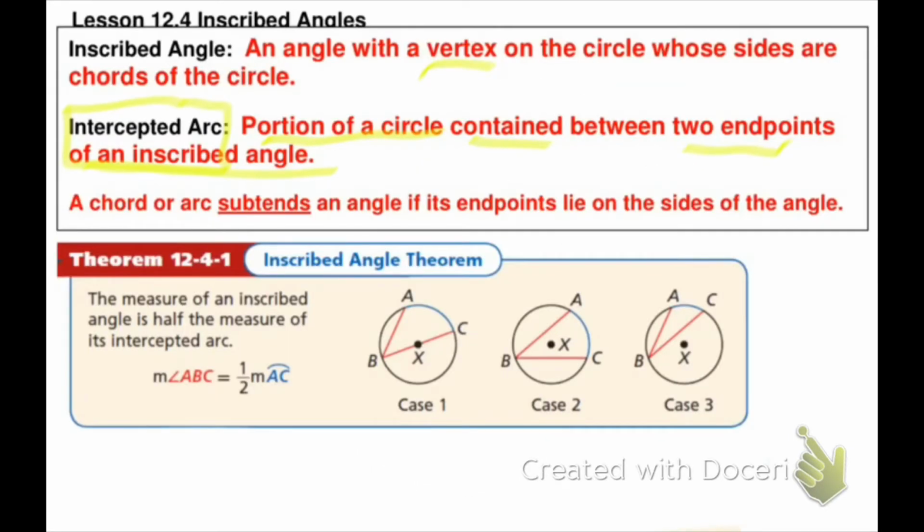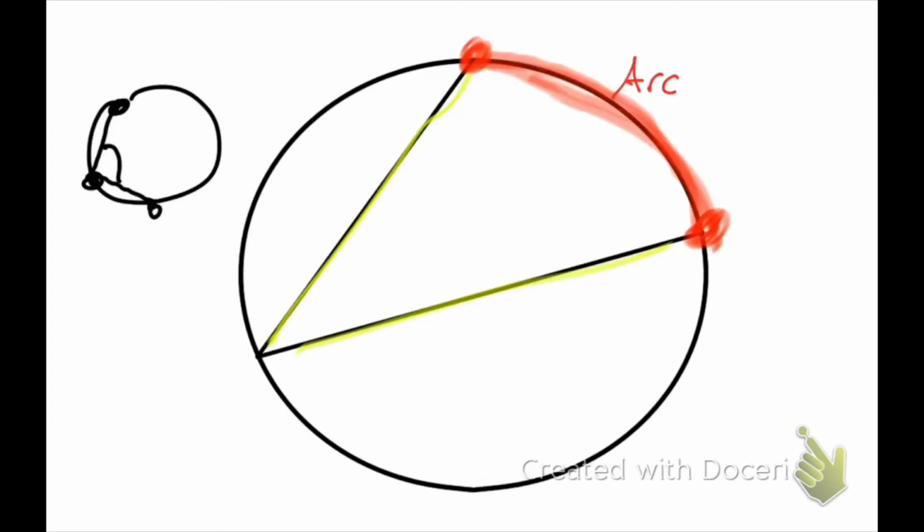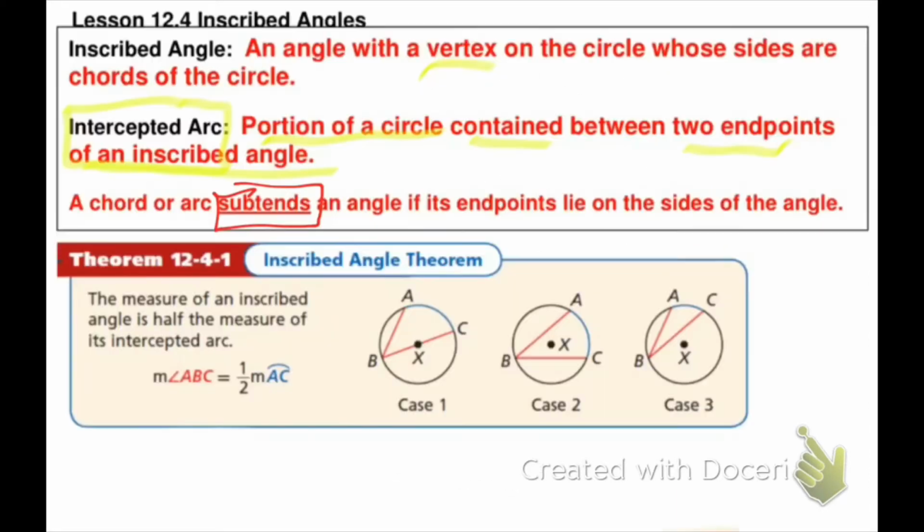Now last definition, we're going to say that a chord or arc subtends an angle if its endpoints lie on the sides of the angle. So basically just think of it like reaching out to, tending to, or converging to, going to. That's what it means to subtend, just going to in a sense. It's kind of a weird definition.